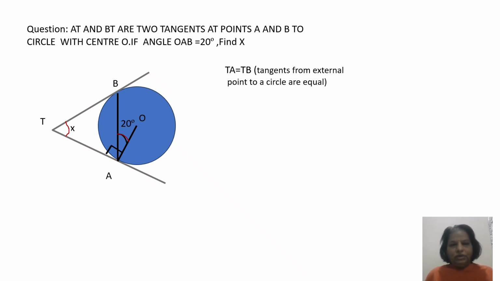So we know that TA and TB are the two tangents, and because they are drawn from a single point and they are tangent to the circle, their lengths will be the same, that is TA is equal to TB, right? So angle TAB is equal to angle ABT.